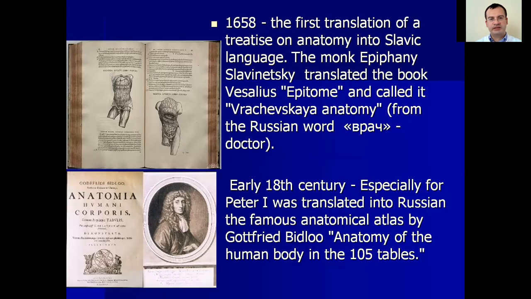In 1658, the first translation of an anatomical text into the Slavic language appeared. The monk Epiphany Slavinsky translated the book Vesalius's Epitome and called it Vrachevskaya Anatomy, from the Russian word vrach, doctor. In the early 18th century, especially for Peter I, the famous anatomical atlas by Godfried Bidloo, Anatomy of the Human Body, on 105 tables, was translated into Russian.